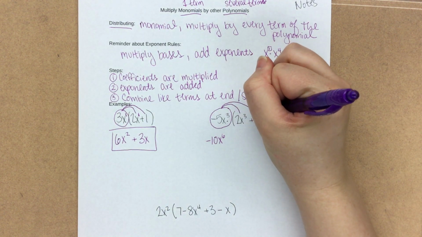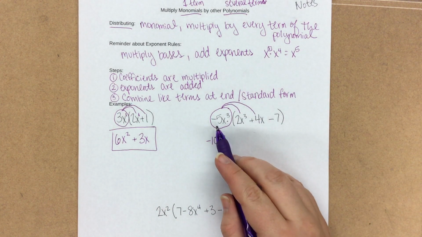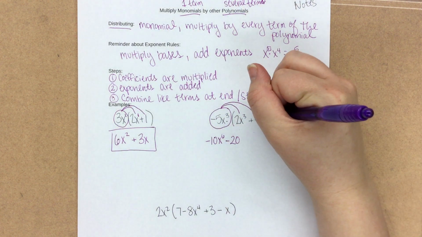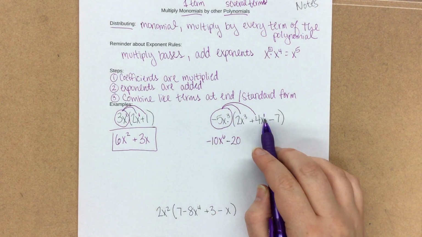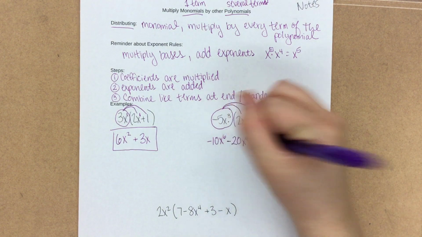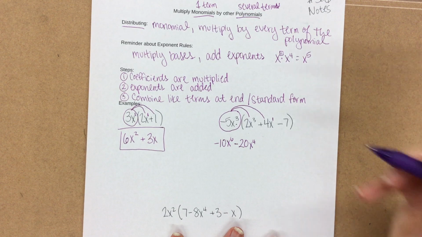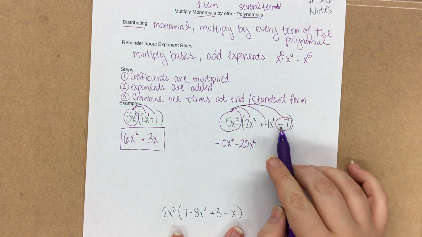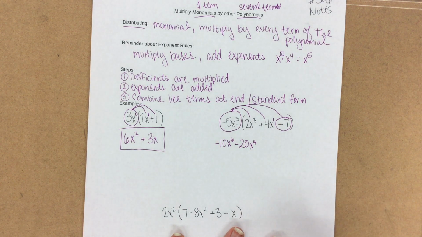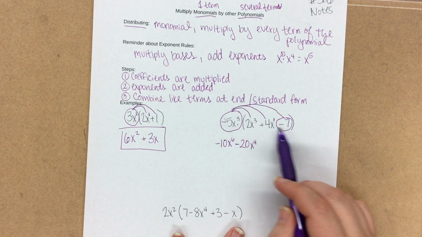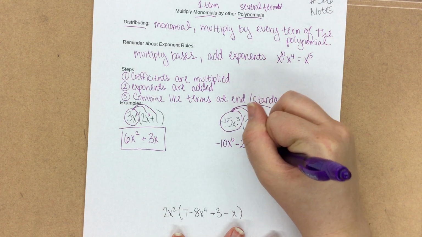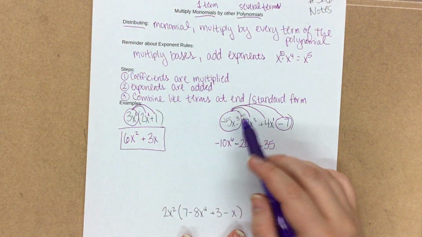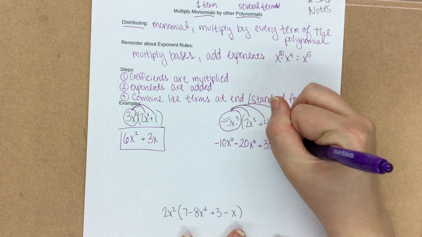Then I'm going to move on to the next one, multiplying by 4x. So a negative 5 times a positive 4 will give me a negative 20. And remember, this is an x to the first, so x to the third times x to the first gives me x to the fourth. Then we multiply by my last piece. This is actually a negative 7, because there's a minus sign in front of it. So if I take negative 5 times negative 7, I'm going to get a positive 35, so it should be a plus sign. And then I do have to still include my x to the third.